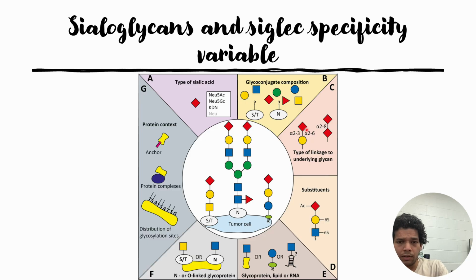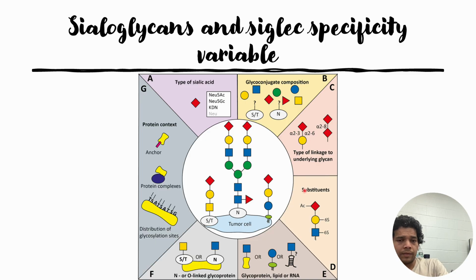Another thing is the types of linkage. So basically, sialic acids can attach to the penultimate glycan through different kinds of linkage. It is alpha 2,3 linkage, alpha 2,6 linkage, or alpha 2,8 linkage. So these types of linkage will also affect the specificity of the sialoglycans and Siglec binding.